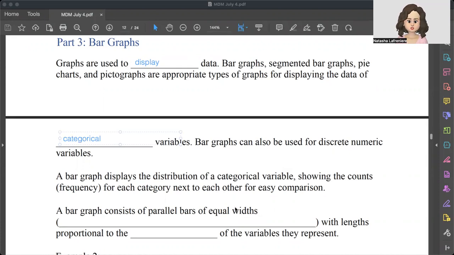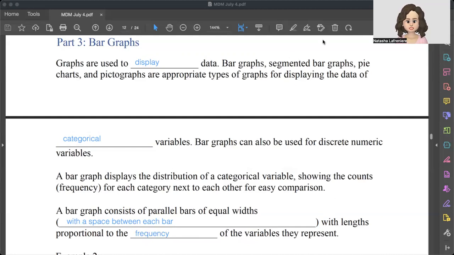Bar graphs can also be used for discrete numeric variables. A bar graph displays the distribution of a categorical variable, showing the counts, so the frequency for each category next to each other for easy comparison. A bar graph consists of parallel bars of equal widths with a space between each bar, with lengths proportional to the frequency of the variables they represent.